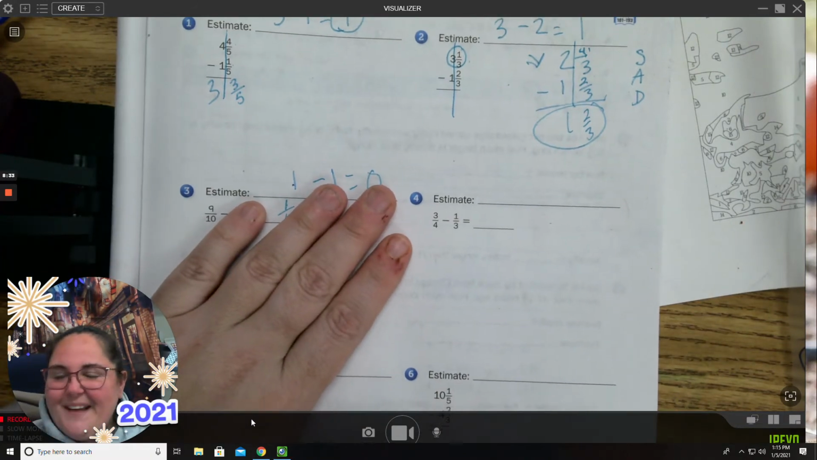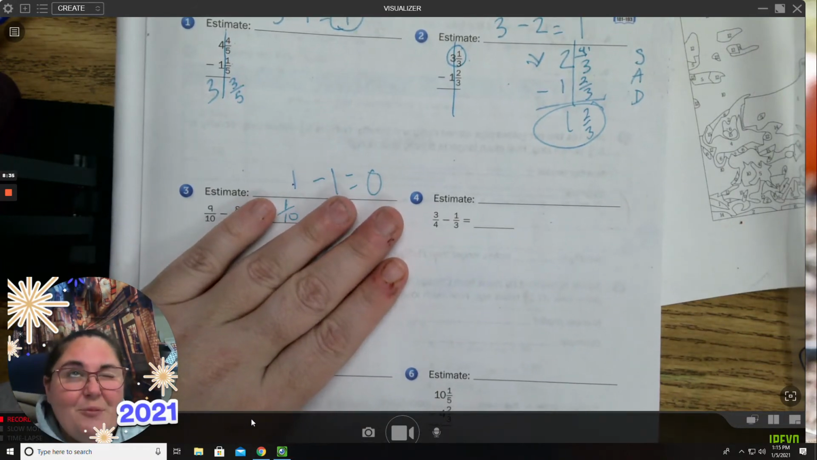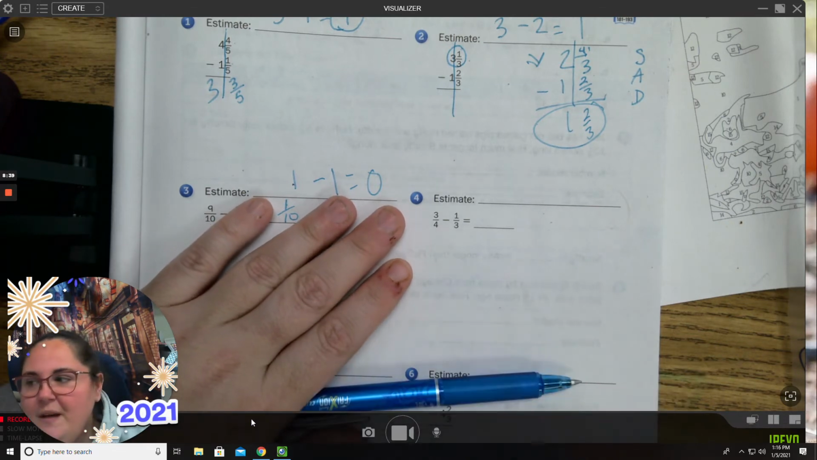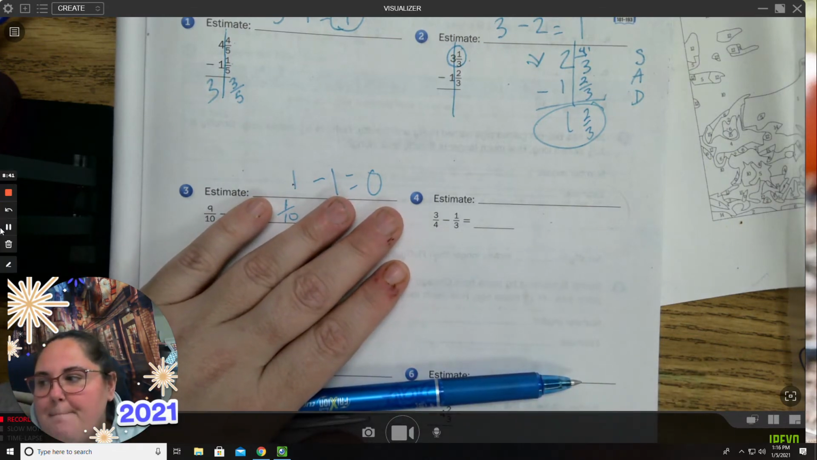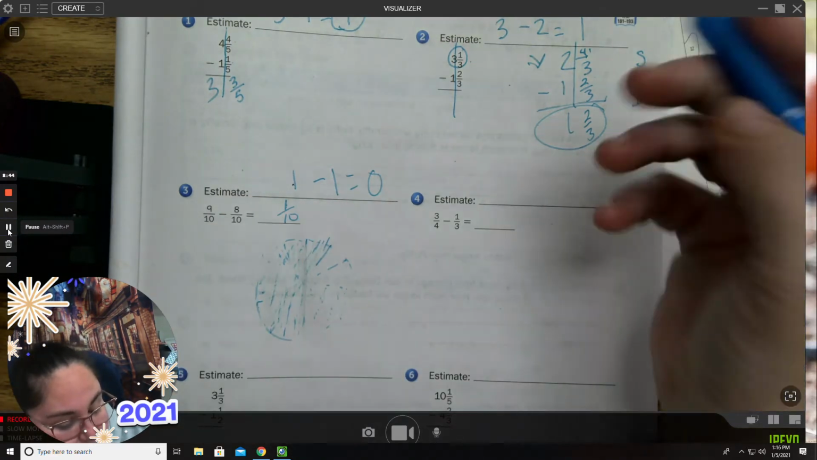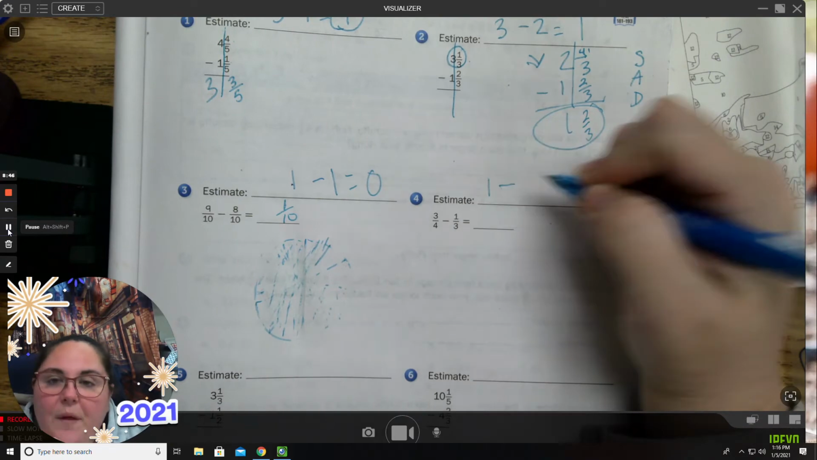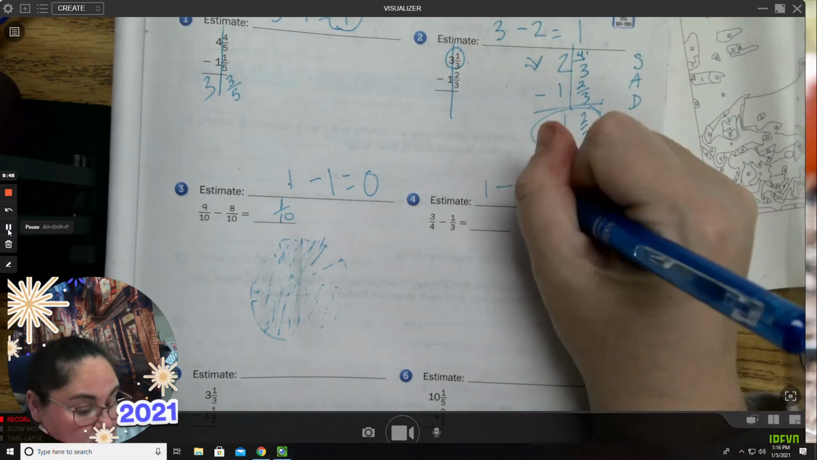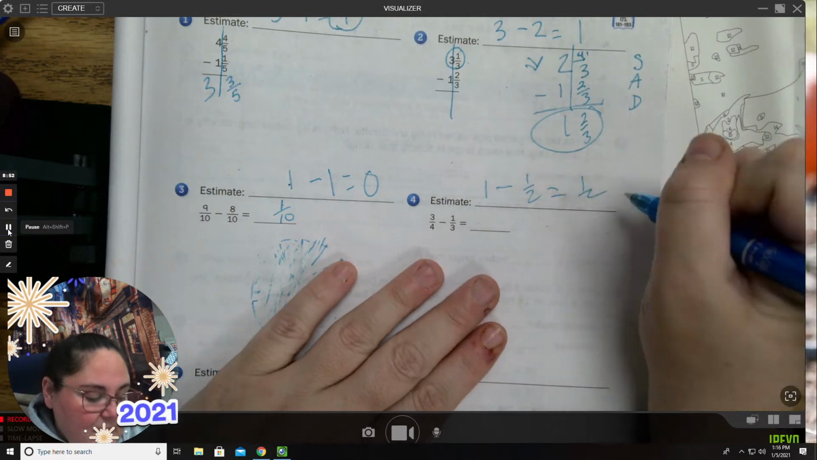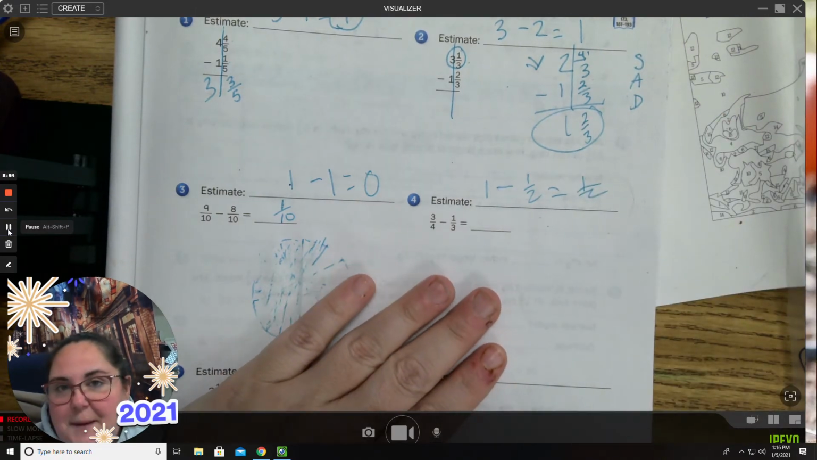3/4 minus 1/3. Okay, 3/4. What would your estimate for this one be? For me, I would say 3/4 is close to 1. 1/3 I would say is about half. So 1 minus a half is about half. That's what I would say.